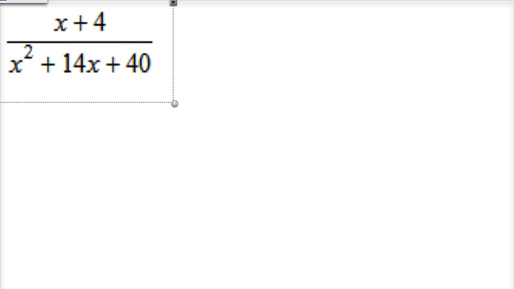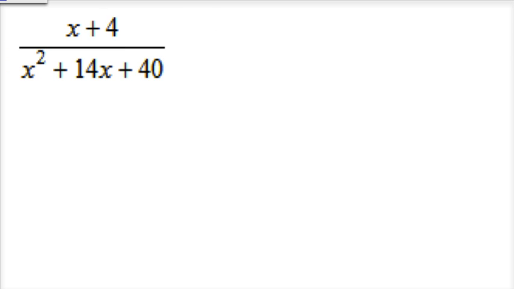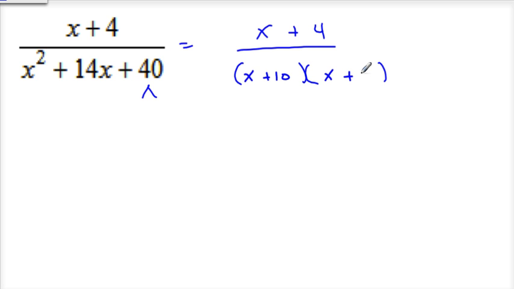Okay, next example. x plus 4 over x squared plus 14x plus 40. Now we have a trinomial here in the bottom. I can't simplify x plus 4, leave that alone. Over, now I want to factor this, x squared plus 14x plus 40. Nice and easy. What are factors of 40 that add up to 14? 4 and 10. Yeah, so this becomes x plus 10, x plus 4.